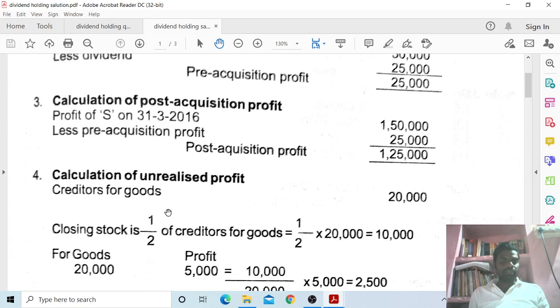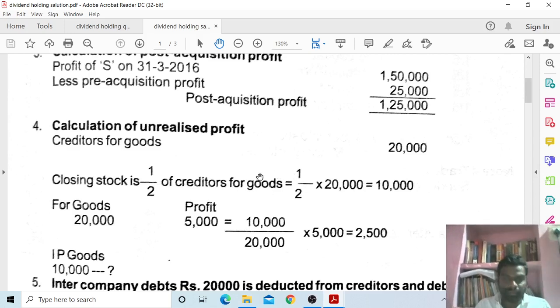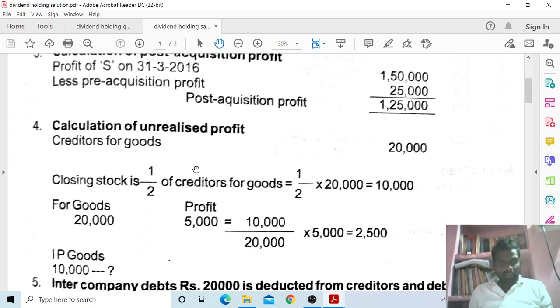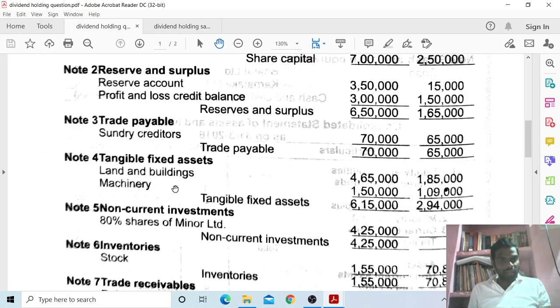So next, calculation of unrealized profit. Creditors for goods. So closing stock is half of creditors for goods. Half of creditors you have to take.